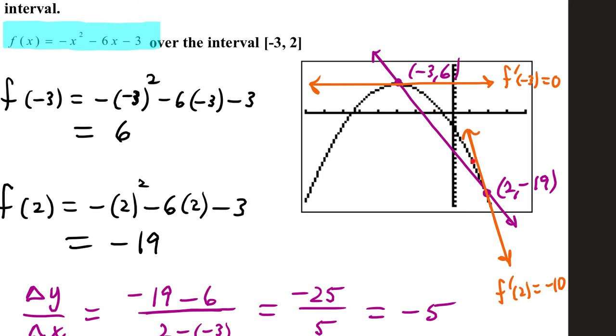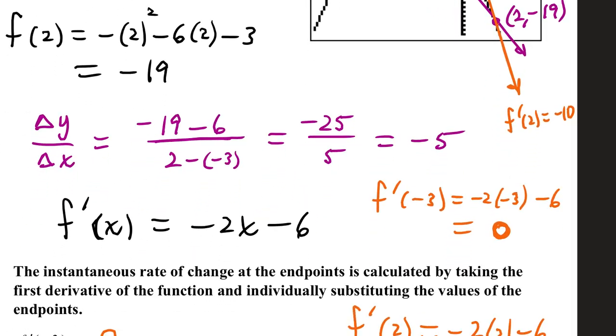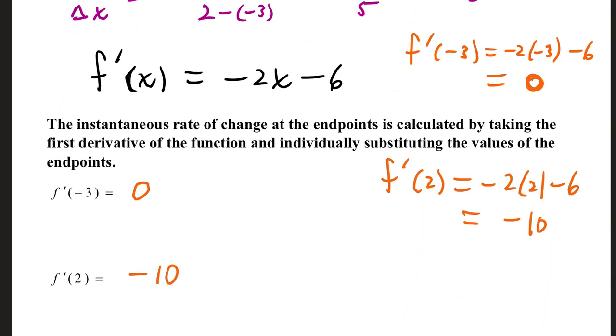Because of the varying curvature, our endpoint slopes vary. This purple line shot through both points at the same time, so that's the average rate of change, which was negative 5. Well, if we go back down here, if you were to average 0 and negative 10, you would get negative 5.